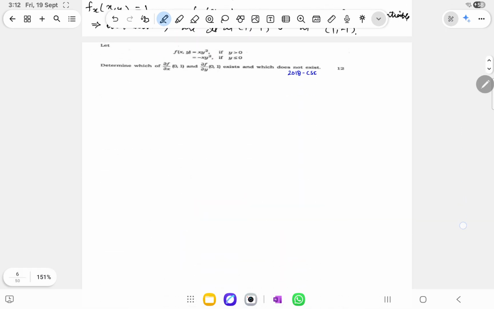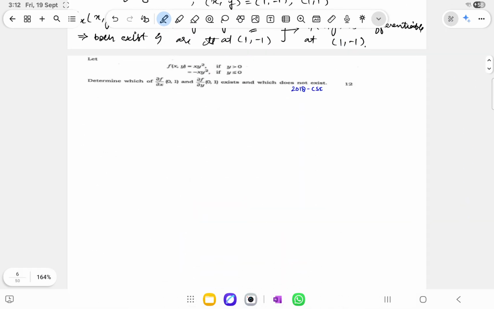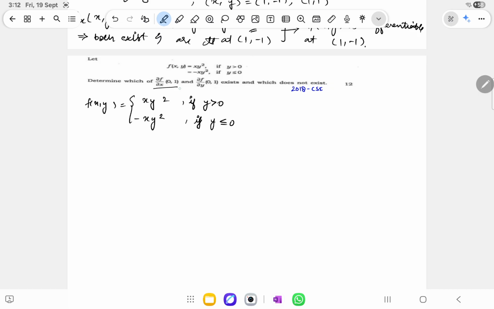So let's move on to the next part. The next question says they have given us a function f(x, y) that is x y square if y is greater than 0, and minus x y square if y is less than or equal to 0. We are supposed to determine del f by del x at the point (0, 1) and del f by del y at (0, 1). We are supposed to check which one of these exists and which does not exist. So let us do that.